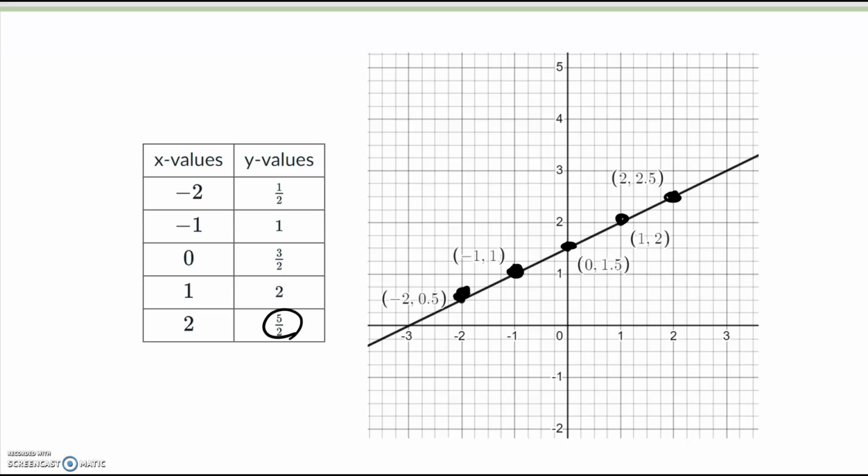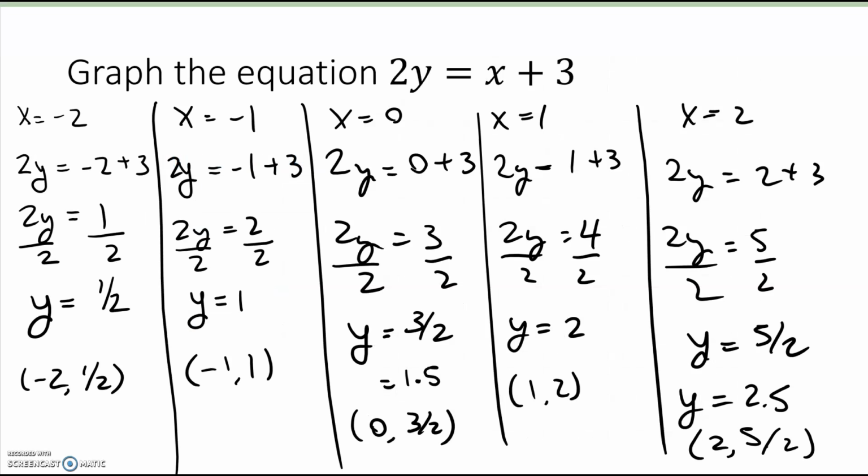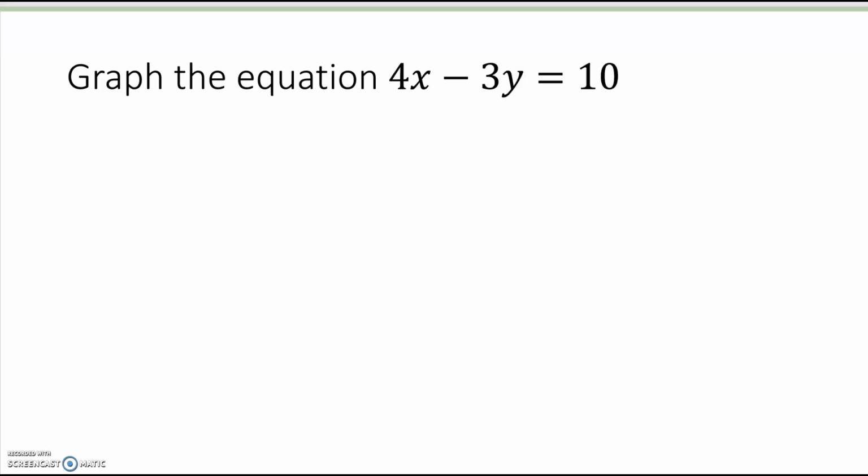And then you would have these points, and then you would just connect them with a straight line. Now we know it's going to be a straight line because if we went back to this right here, notice that y and x, they're raised to nothing. So that means that we're going to have a straight line. Now let's look at this one.